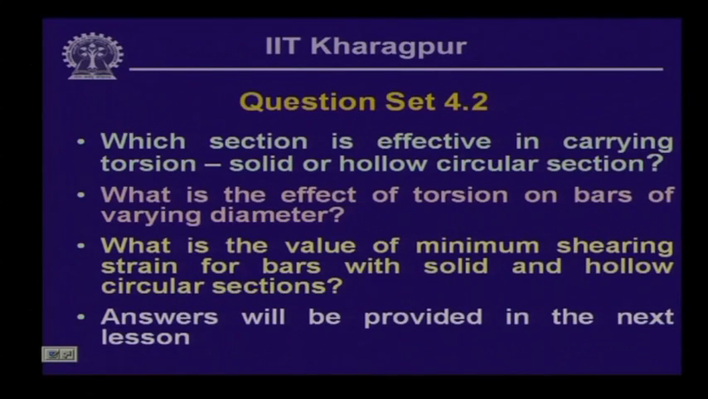Now, the questions which are set for you are: which section is effective in carrying torsion, whether a solid one or a hollow circular one? What is the effect of torsion on bars of varying diameter, and what is the value of minimum shearing strain for bars with solid and hollow circular sections? Well, these questions we will be discussing in the next class.